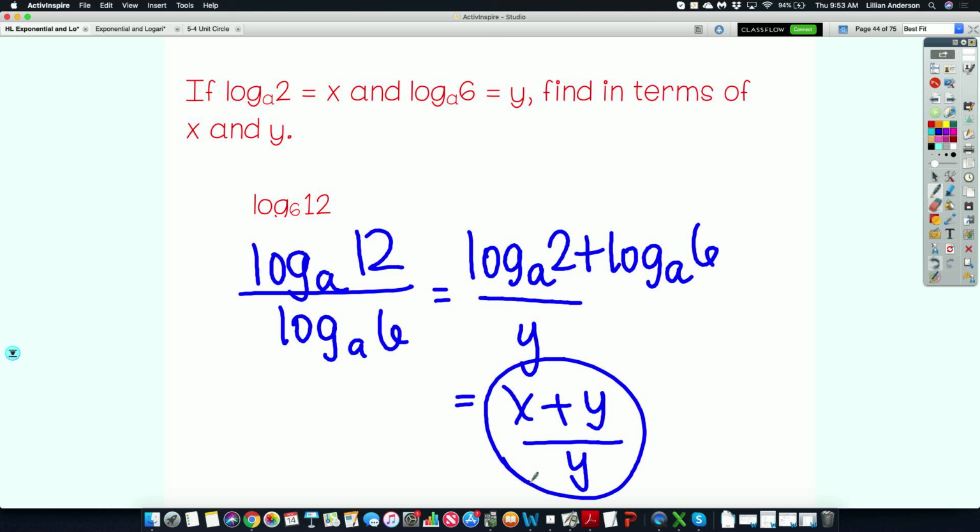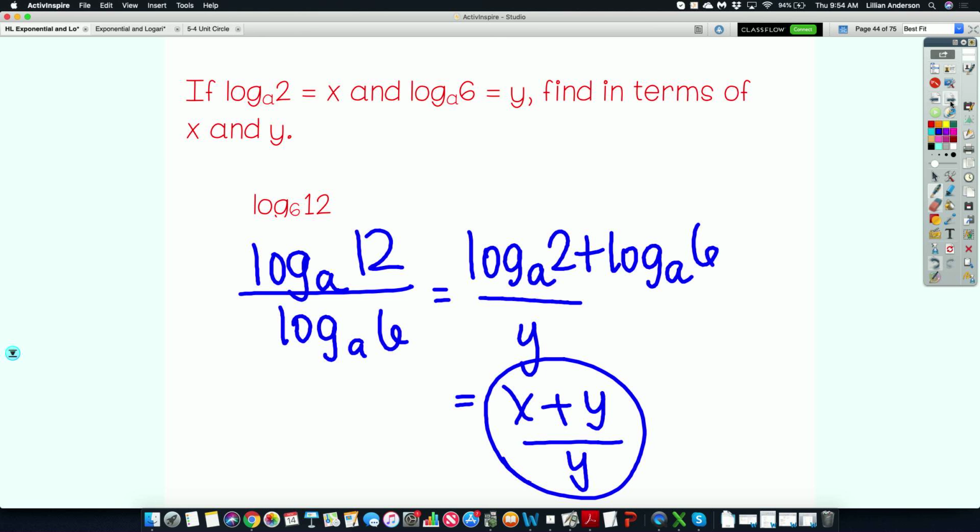I cannot cancel those y's. I cannot cancel those y's because that y in the numerator is being added to that x. It's like they're married, okay? And you just can't cancel that y out with that y at the bottom. Their marriage is strong, okay? That addition is strong, okay? Now, if they were being multiplied, then yes, they're single at that point. You can cancel that out real quick, okay?